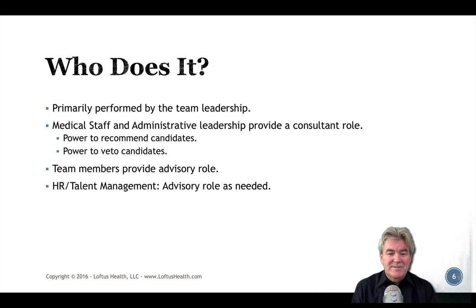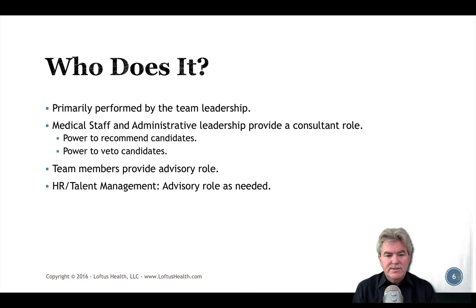And then your team members, remember, they should be in advisory roles. You don't necessarily want them voting on candidates, so to speak, but you definitely want them to have a say in the process. They may have worked with some of these candidates before, and when that's the situation, they may know something about how they work in groups and teams, and you may find that somebody works better than another person. So it's always good to get their input. And then HR and talent management, same thing, an advisory role.